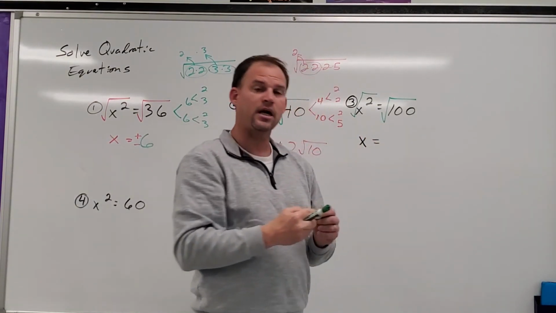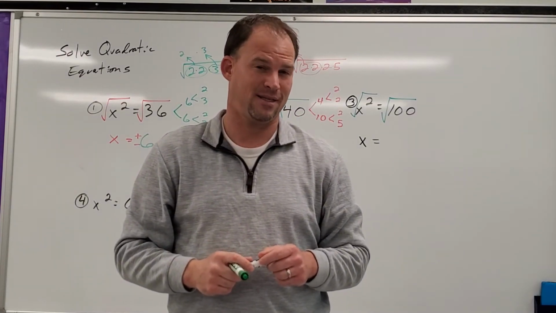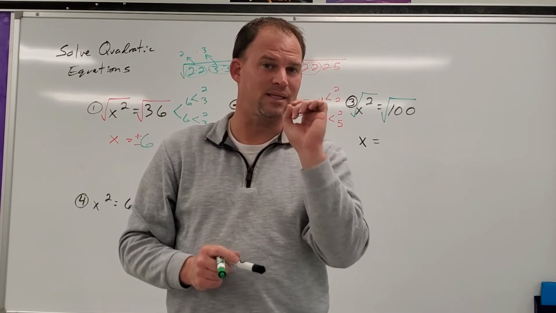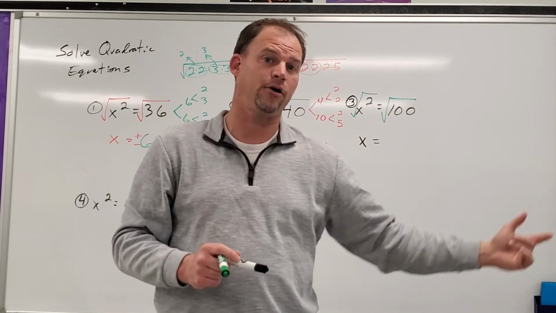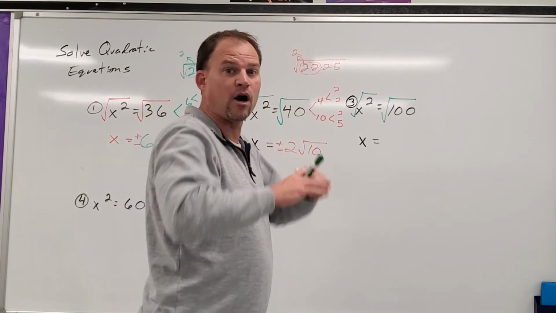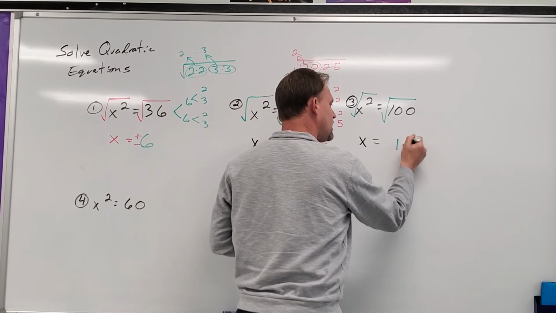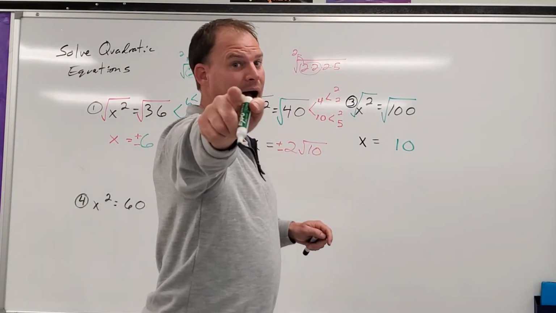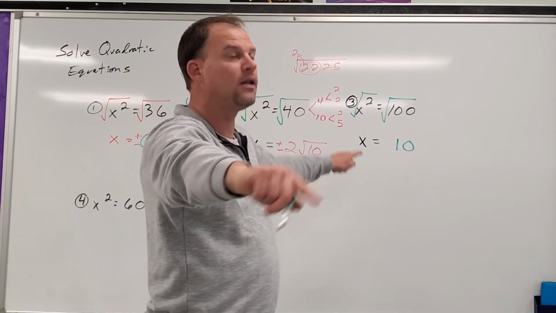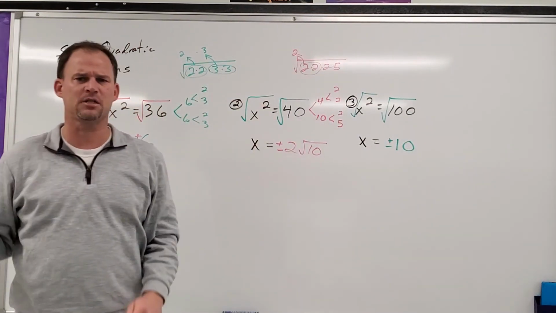Is 100 a perfect square? Some of you got it. What's the same thing multiplied by itself that equals 100? 10 times 10. If you can think of a perfect square, that's the answer. The square root of 100 is 10. But, what did I forget? Plus minus. They all get plus minus.